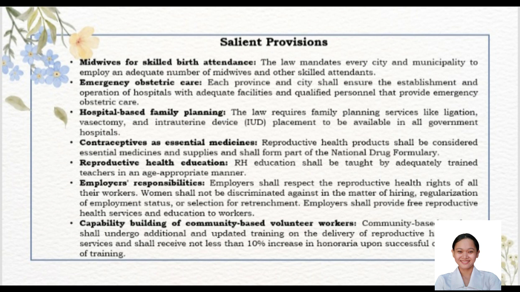Hospital-based family planning. The law requires family planning services like ligation, vasectomy, and intrauterine device or IUD placement to be available in all government hospitals. Contraceptives and essential medicines. Reproductive health products shall be considered essential medicines and supplies and shall form part of the National Drug Formulary. Reproductive health (RH) education shall be taught by adequately trained teachers in an age-appropriate manner.